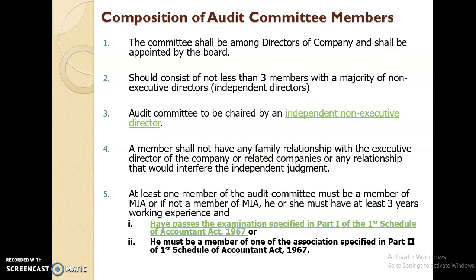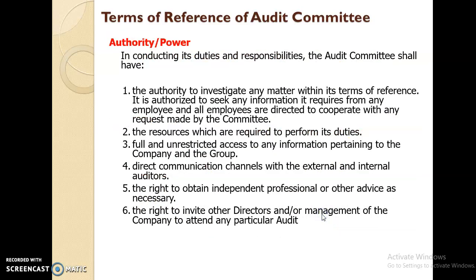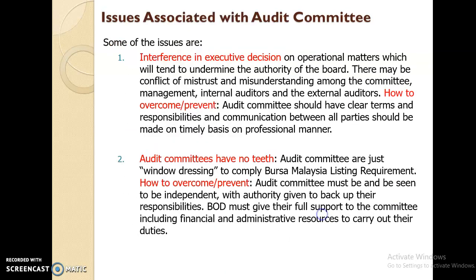So this is the composition of the audit committee. It should consist of not less than 3 members with a majority of non-executive directors. This is the requirement set by the Securities Commission. And this is interesting, the 5th point: at least one member of the audit committee must be a member of MIA, or even if the person is not a member of MIA, should have at least 3 years working experience. So it is important that a person be well versed in finance if they are to take this position. Okay, you can read this. Basically, the committee will meet at least twice during each financial year.